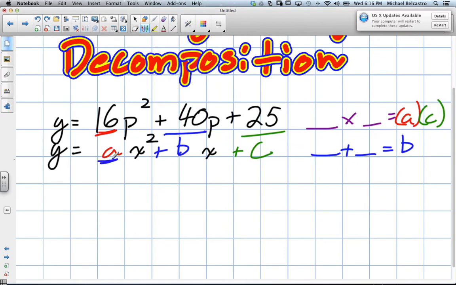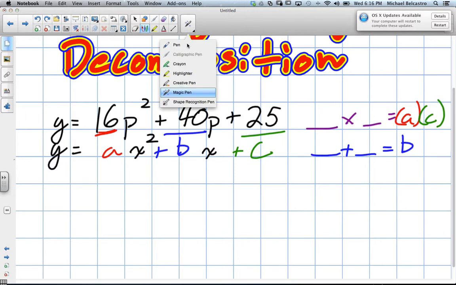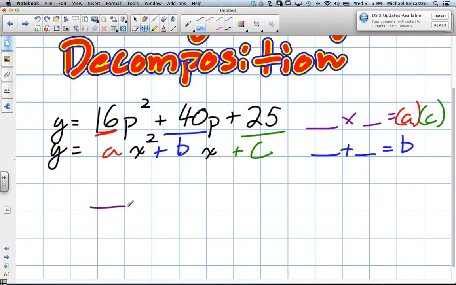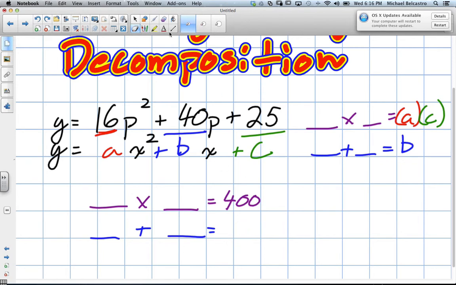Our A times C is going to be 16 times 25. You might want to put that in a calculator. I think it is 400. So what we're looking for is two numbers that multiply to 400, because A times C is 400, and the same two numbers, not multiplied, need to add to 40. So we're going to go through factors of 400.